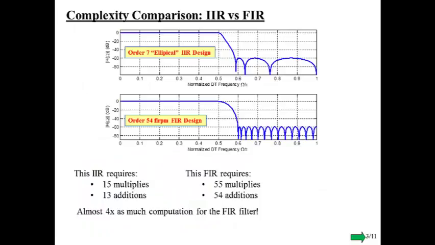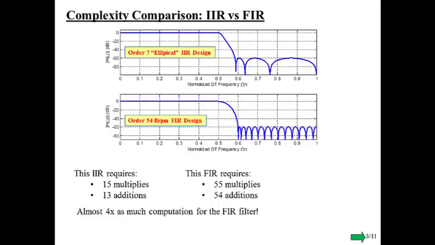So just to give you an idea, here's a couple designs. The top one is an order 7 elliptical IIR design, and we'll see where that elliptical comes from in just a little while. In the next few slides, we'll be looking at types of IIR designs. And then the bottom one is a FIR design, order 54, designed using FIRPM. We could get a better design, but we would need even longer.